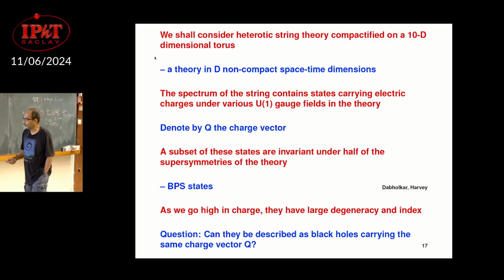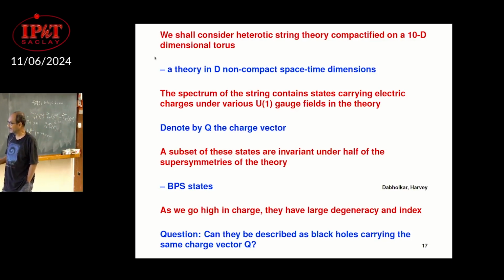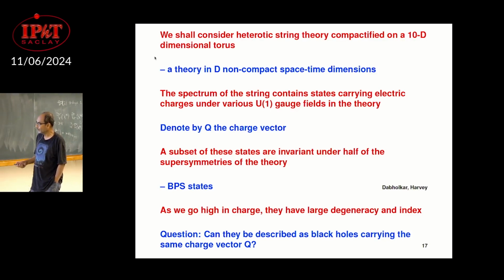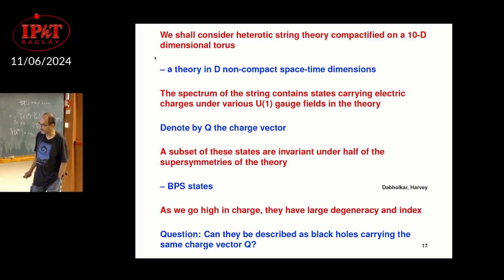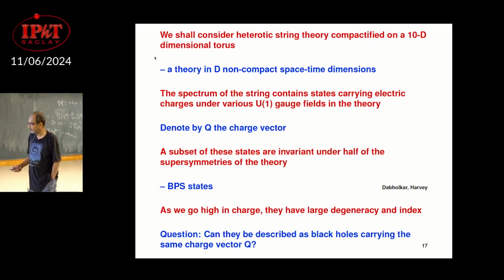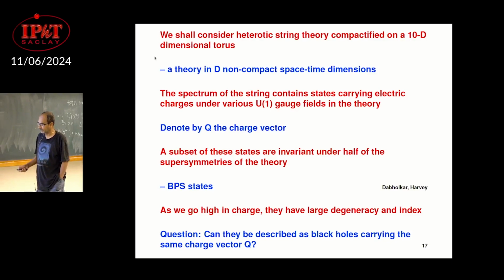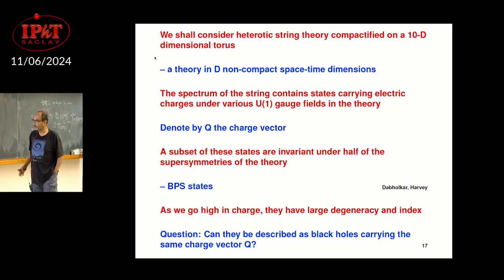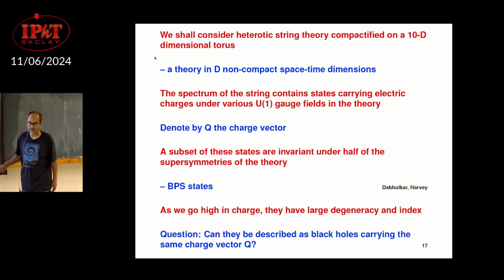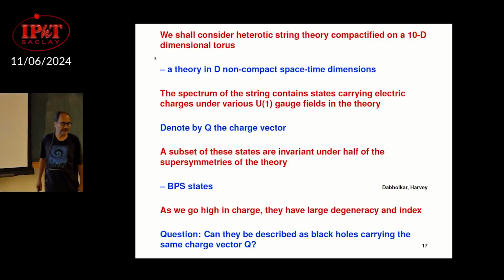The point is that as we go high in charge, these states start having large degeneracy, and also large index. In this case, one can show that the microscopic calculation gives the same result for degeneracy and index. And the question is, is it possible to describe them as black holes carrying the same charge vector? This is probably the first system where this question was studied, and it also gave rise to the birth of the fuzzball program. The first fuzzball solutions were constructed for this two-charge system in heterotic string theory.